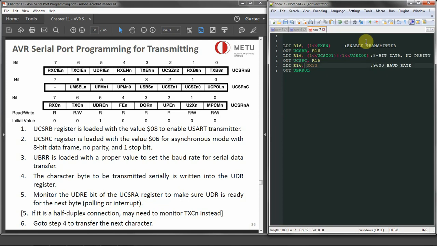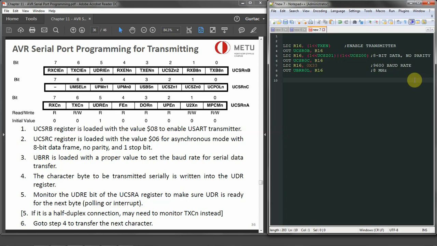Actually, we forgot to say that this is 0 because we have to mention which one we are using. So this is UBRR0L, and that's going to be R16. So we are loading into the low byte, as we don't have anything in the high byte. We don't need to load anything over there. And this is for 8 MHz. So we now set our registers for transmission.